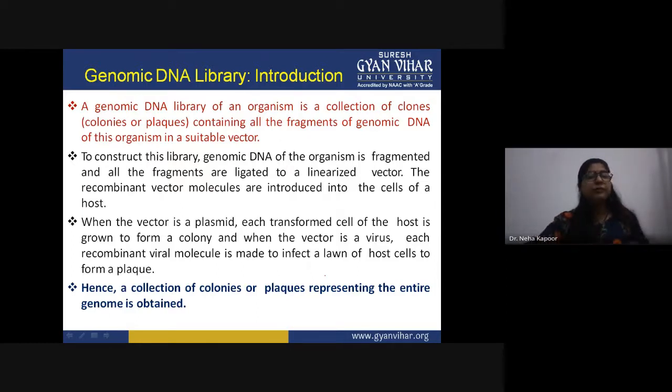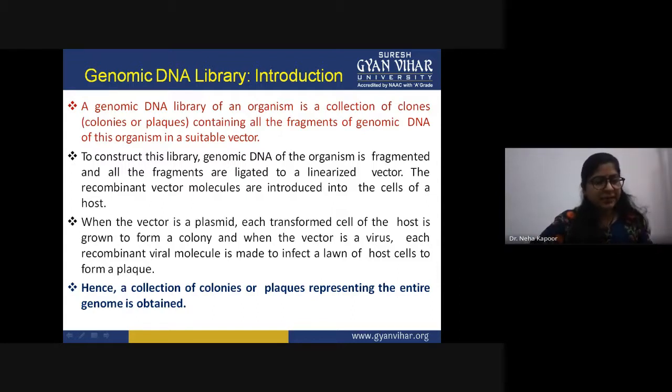So the first thing is the genomic DNA library. As we have understood, it is a collection of clones, or you can say colonies, or plaques in case of bacteriophages. It contains all the fragments of genomic DNA of a particular organism that have been cloned in a suitable vector. That means if you want to construct a library dependent upon the genome of a particular organism, the first step would be isolation of genomic DNA, and then you need to digest the genomic DNA of that organism using restriction enzymes, and then you get those fragments inserted inside a particular vector.